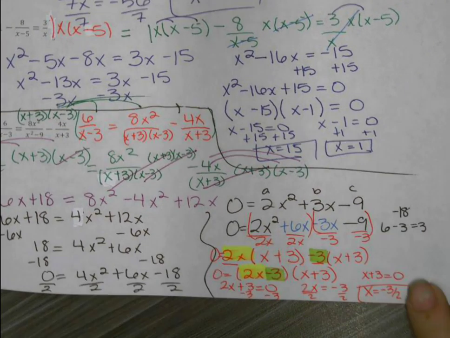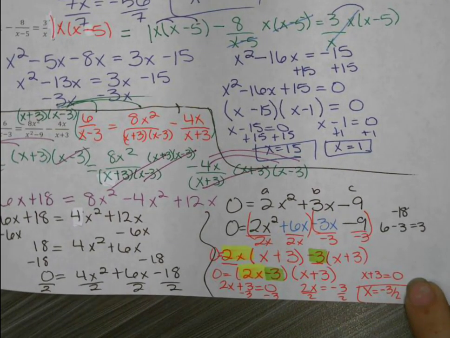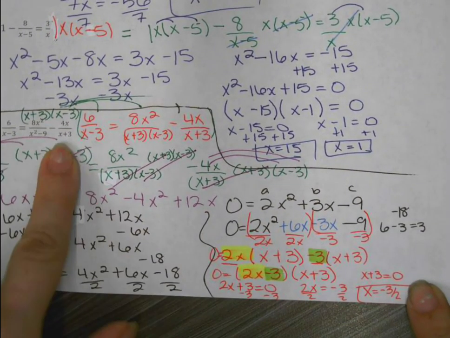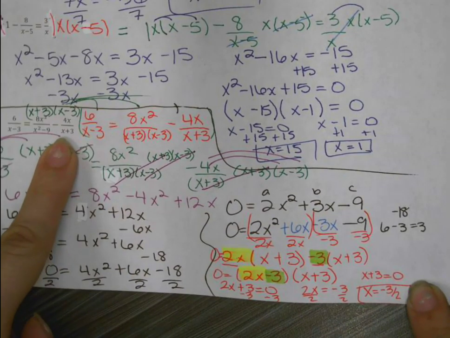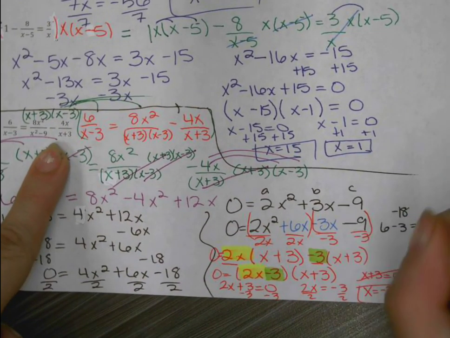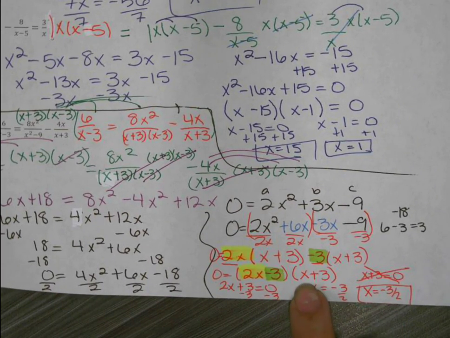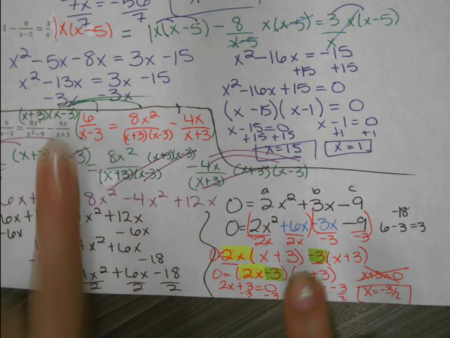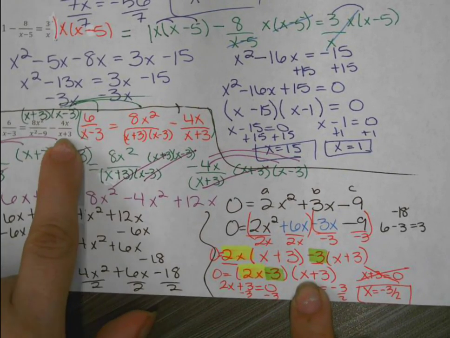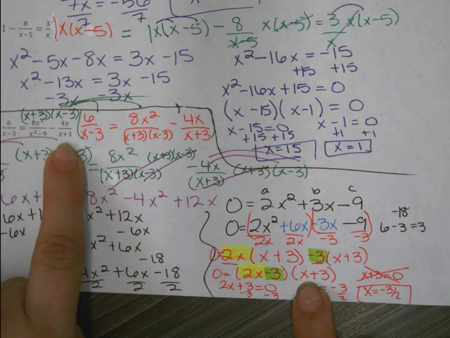And then if I take a look at my second equation that I set up, x plus 3 equals 0, x plus 3 was one of my denominators, right? That's not going to work. I can't solve that one because it's going to make it so I have 0 on the denominator, and I don't want that. No, it's not going to be x equals negative 3. It's only x equals negative 3 halves. So if one of my factors over here is one of the denominators of the fraction, it's not going to be an answer.